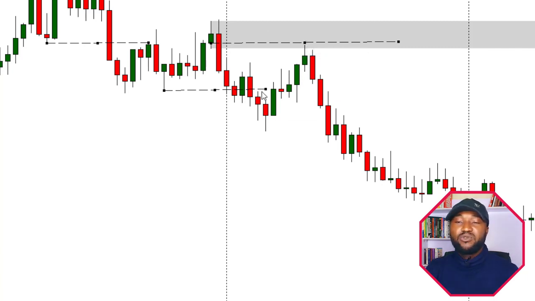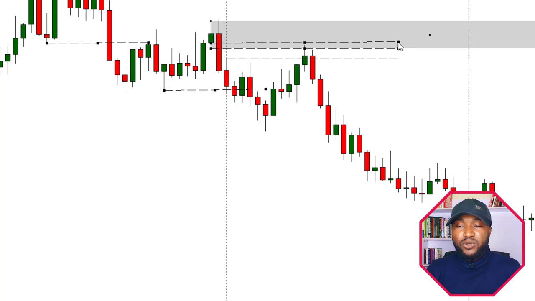But look at what happened right here. We have a fair value gap, just like I showed you at that point. This is a fair value gap. You mark the low of that particular green candle to this level, and then the high of this red candle. Look at it, the high. In an ideal price delivery, this is your fair value gap. You can see it right here.